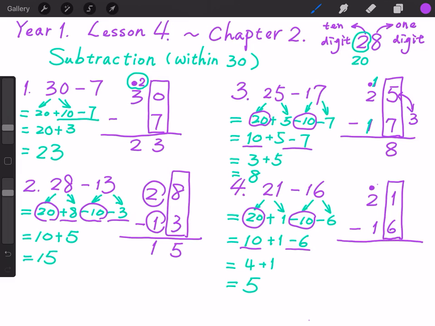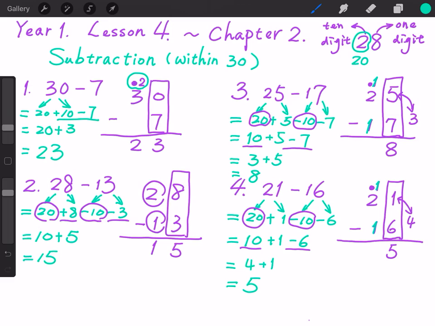So only 10 is left. All right, good. Now we can use the 10 we borrowed to minus 6. 10 minus 6 equals 4. And there's still 1 left. So 4 plus 1 equals 5. All right, now let's look at the 10-digit position. This one minus this one is 0. Good. So with vertical form, 21 minus 16 equals 5.